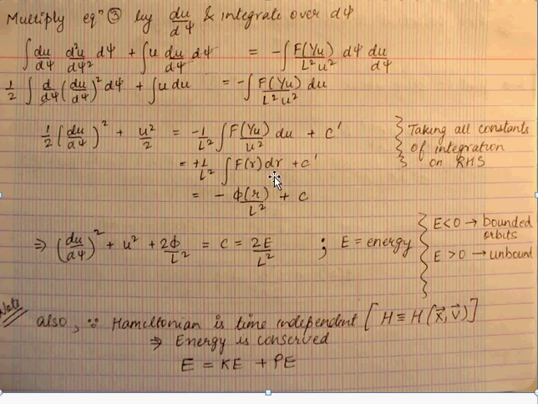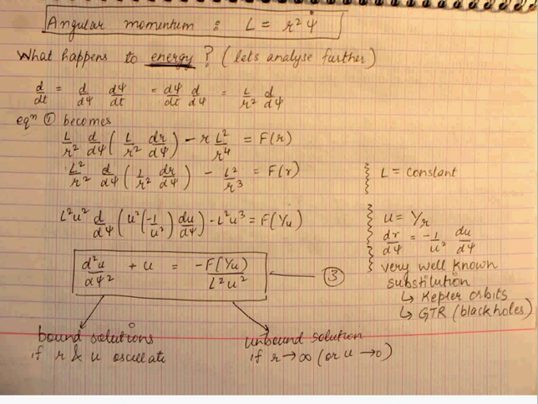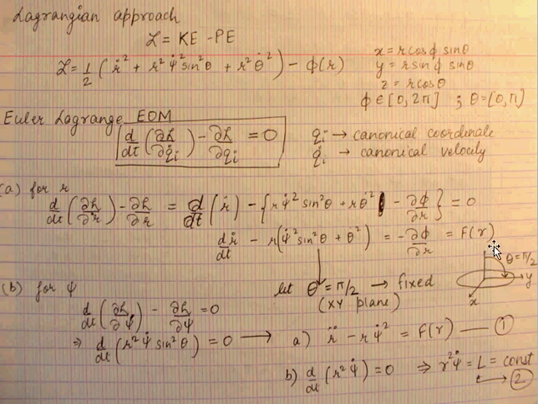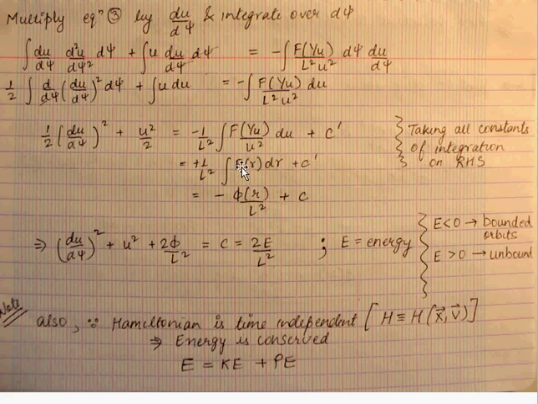Now we know from the previous slide that f(r) is minus del phi by del r, right? So this means that phi is minus integral of f(r) dr. That's exactly what I've done here. The integral of f(r) dr is minus phi(r) over L square plus the constant c.